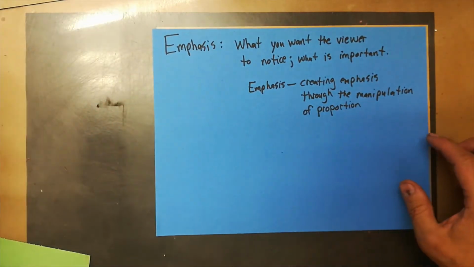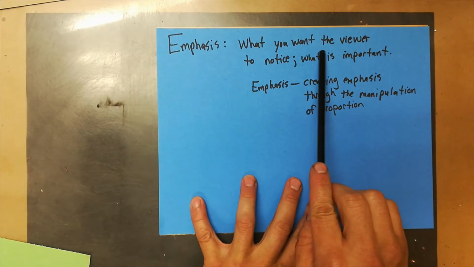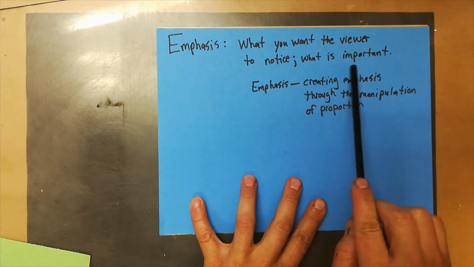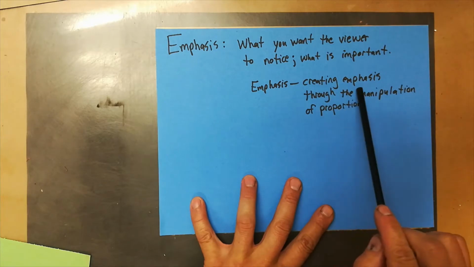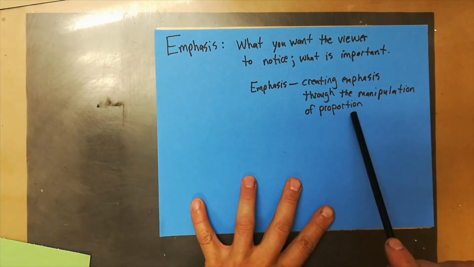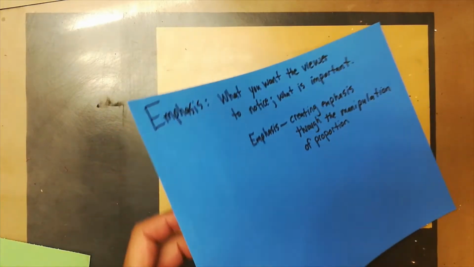Another way of creating emphasis, and the definition is the same, emphasis, what you want the viewer to notice, what is important. This time we're going to create emphasis through the manipulation of proportion. Proportion is the size of an object.